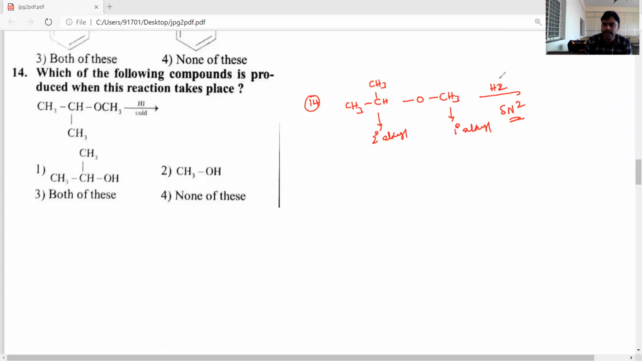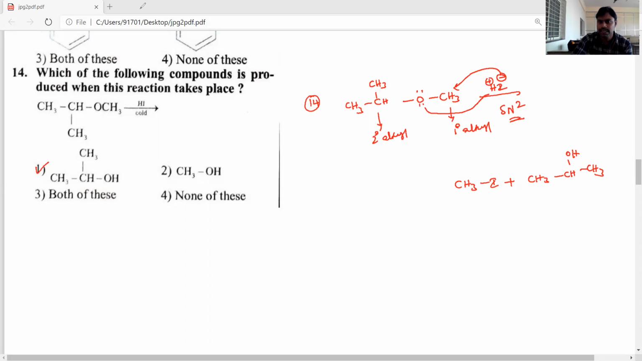In the SN2 mechanism, the negative ion nucleophile will mostly attack the primary carbon only. Then the resultant product is CH3I, plus the lone pair on oxygen gives the CH-OH bond. Isopropyl alcohol and methyl iodide are the major products. So the answer is the first option. Here the methyl iodide option is not there. That's why the correct answer is isopropyl alcohol or propan-2-ol, and methyl iodide are the possible products. So the first option is correct.